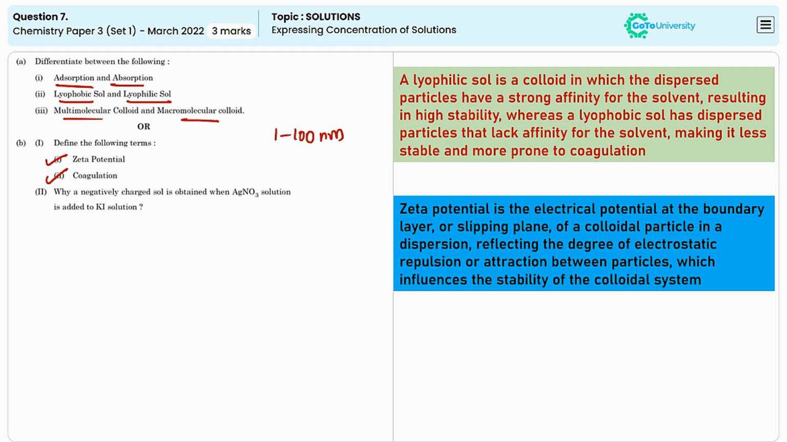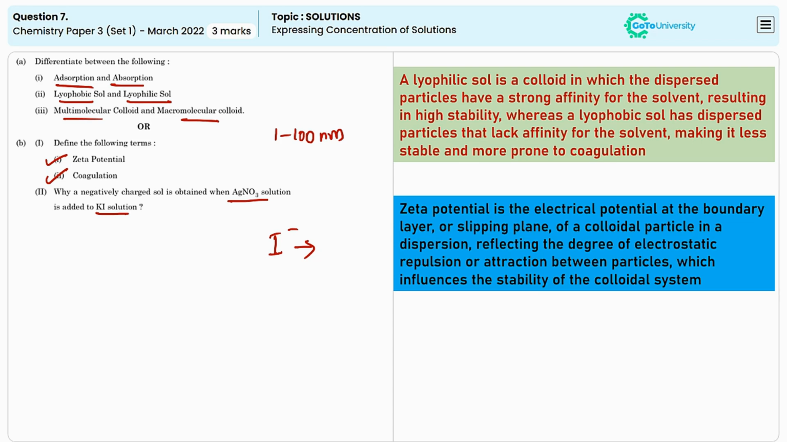And in the third question, we need to write the reason why a negatively charged sol is obtained when silver nitrate solution is added to potassium iodide solution. Because when silver nitrate solution is added to potassium iodide, the I- ions, or iodide ions, will be adsorbed onto the surface of the silver iodide colloid. This is the reason for the given statement.